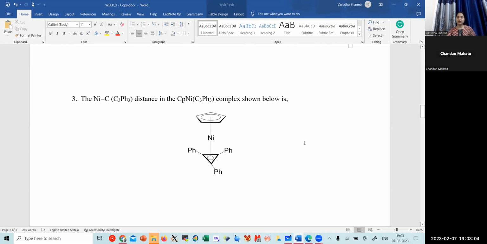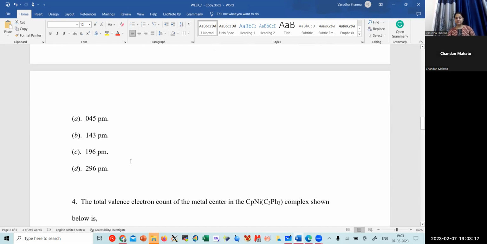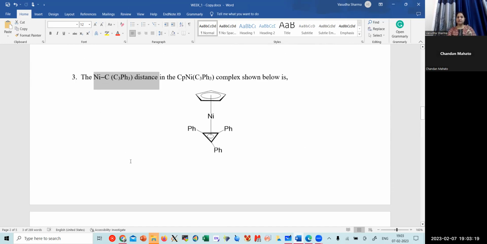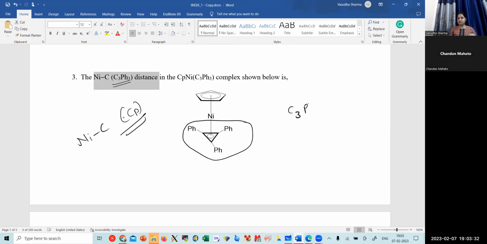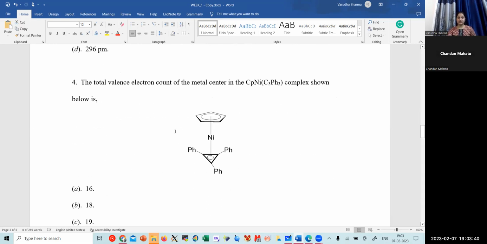This has been covered in the lecture series also, where you have to predict the nickel carbon distance, and these are the options. 45 picometer can't be the possible answer because it is a metal carbon bond, which has a certain range. So you need to find out which one is the suitable distance for the metal carbon of the C3PH3, not just the metal carbon. They could also ask you for the nickel carbon of cyclopentadiene, but they are asking for the C3PH3. So you need to consider this C3PH3, which has a total positive charge. Okay, so this question is also straightforward, which you can do.